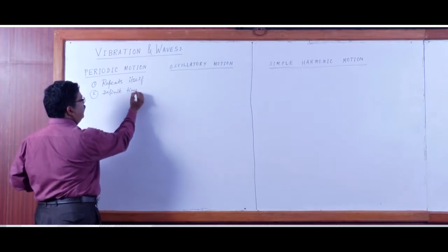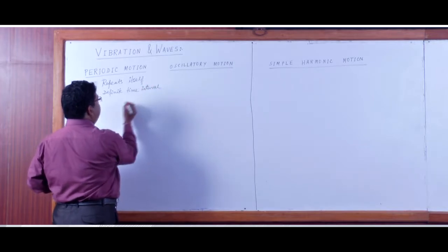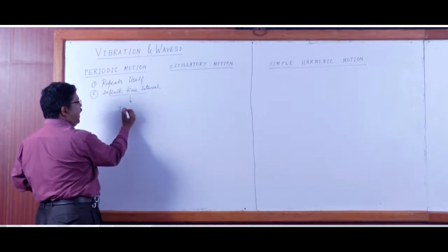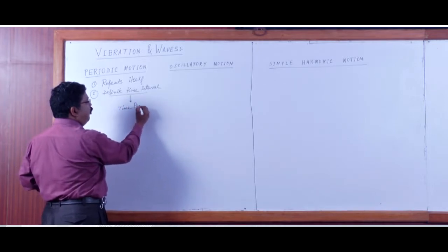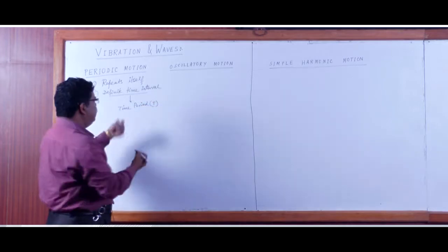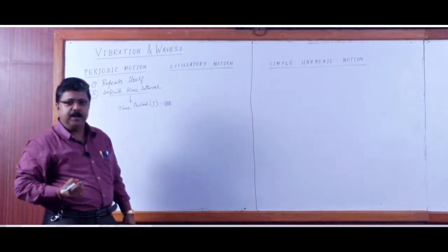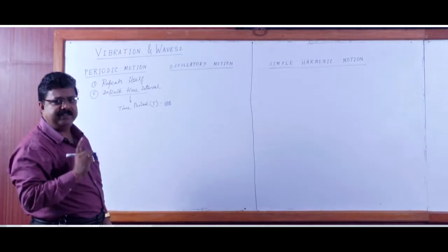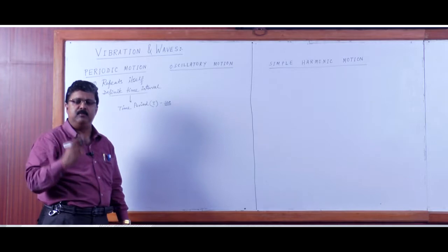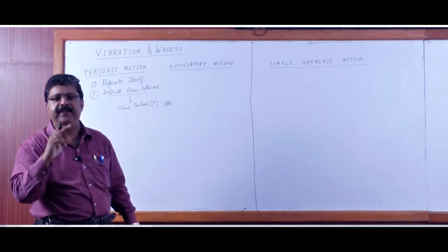This motion occurs after a definite time interval, and this definite time interval has got a name. It is called the time period of motion, which is denoted by capital T. And the unit of time period is of course second. So, what we find, the basic two characteristics of this type of motion is that this motion is repetitive in nature, and this repetition occurs after a definite time interval.